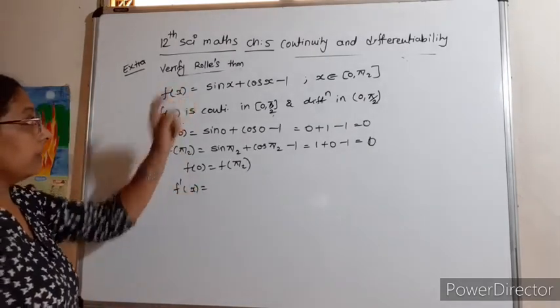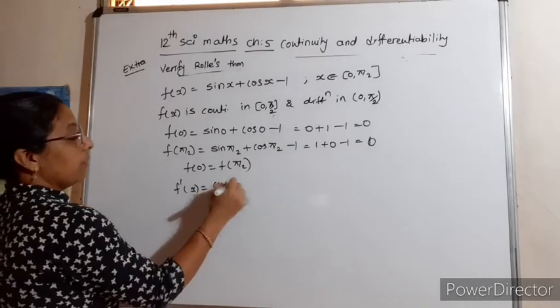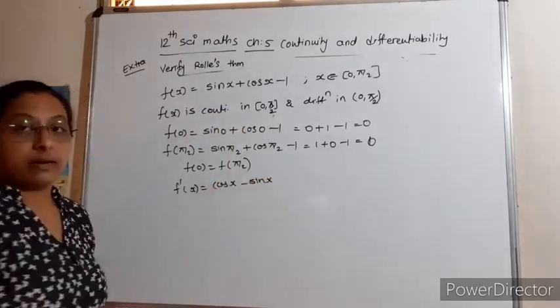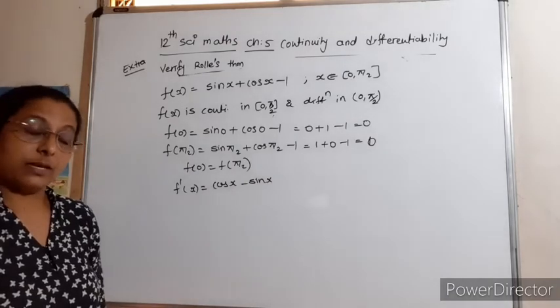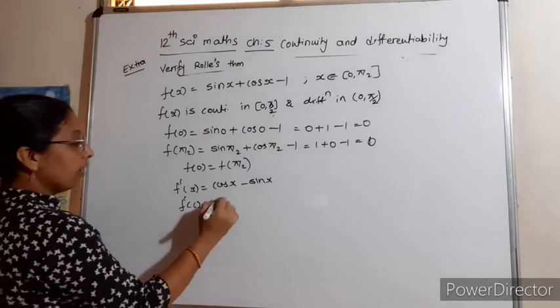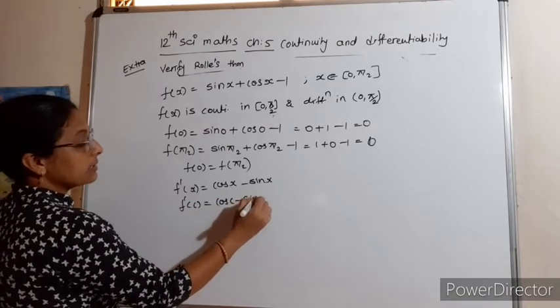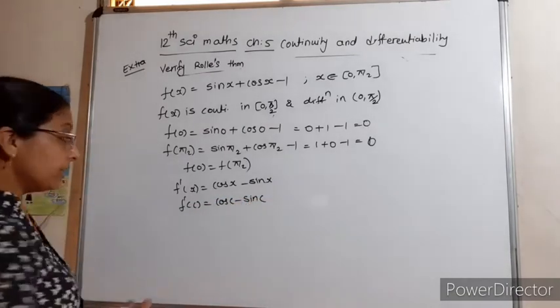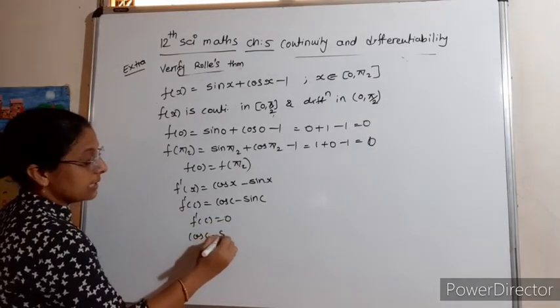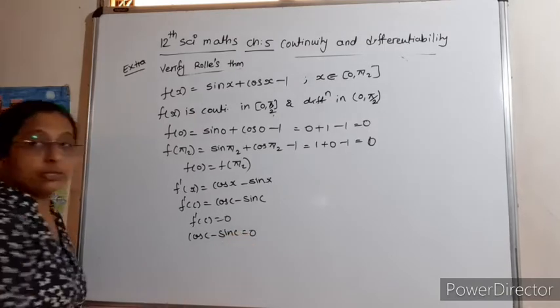Now, we'll find f dash x. What is the derivative? Sin, the derivative is cos. Cos, the derivative is minus sin x. And the derivative of 1 is 0. We'll take f dash c. Here it is cos c minus sin c. Now take f dash c equal to 0. So we take cos c minus sin c equal to 0.